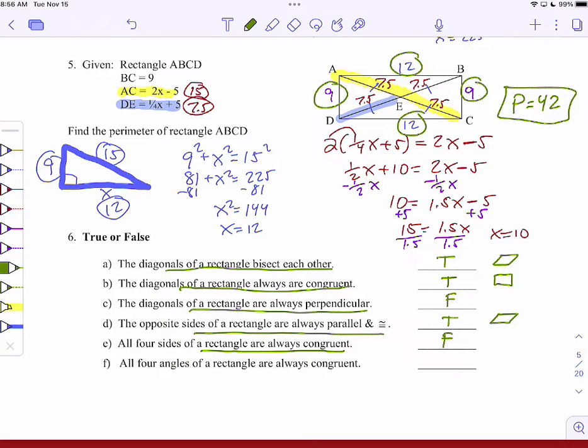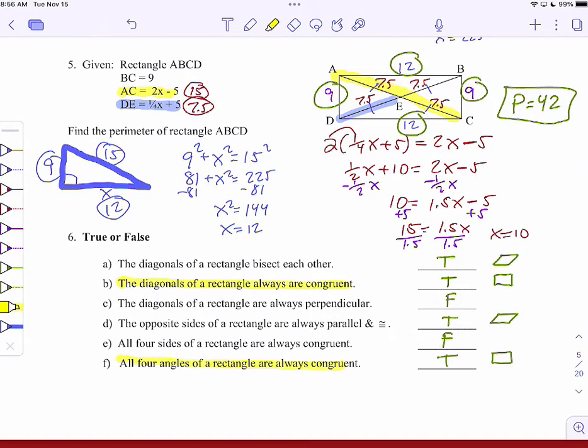The four angles are always congruent. True. Is that a parallelogram property or a rectangle property? A rectangle has four right angles. A parallelogram doesn't. That's a rectangle property. So these two were special rectangle rules. The rest were either false or parallelogram rules.